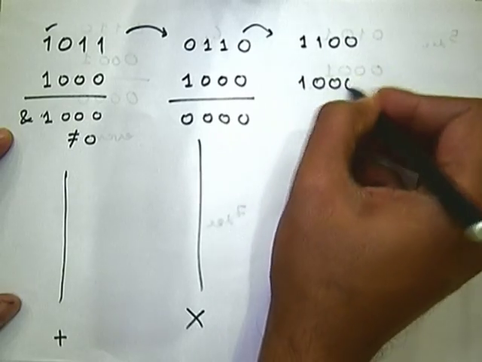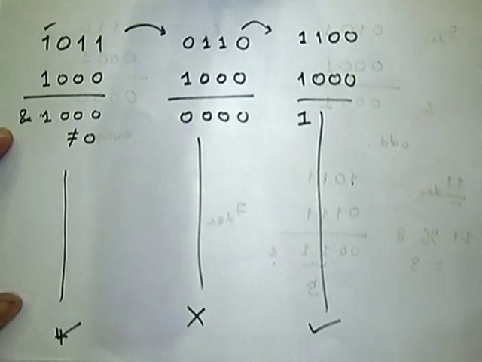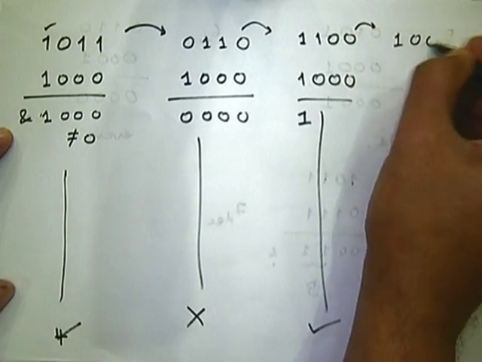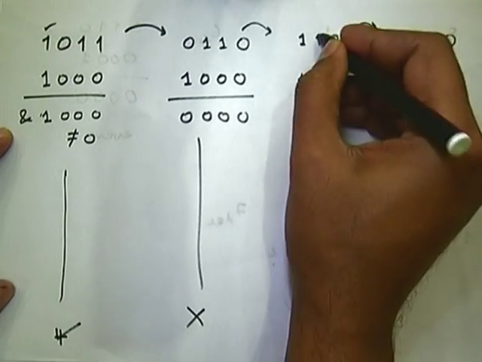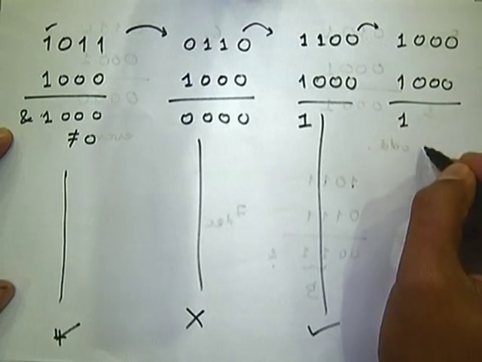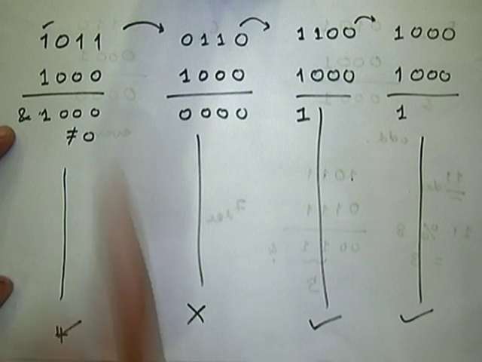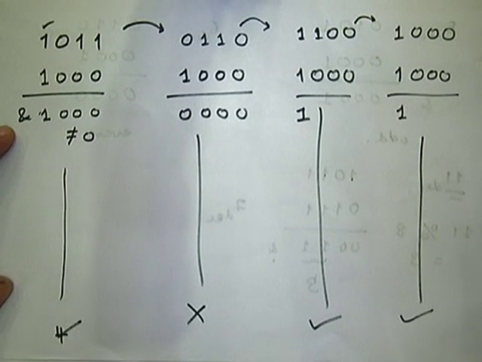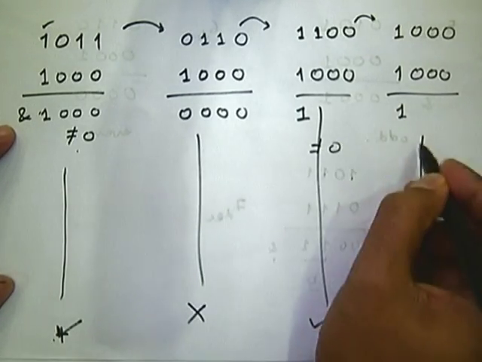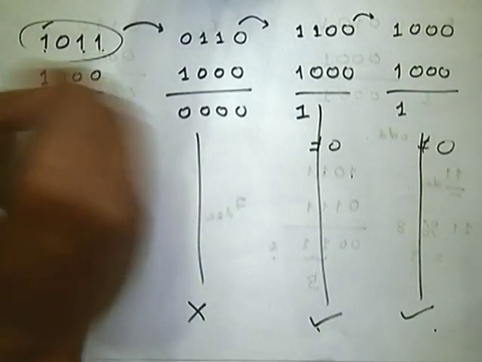I stencil it again. Yes, I get a 1, non-zero. Then I shift the number again. Now, this 1 has shifted to the left. This time I again get a 1. So, I get another 1. Okay. So, of the 4 cycles in this execution, I get non-zero thrice, and so I count this up, and 3 is the number of 1 bits in the original number.